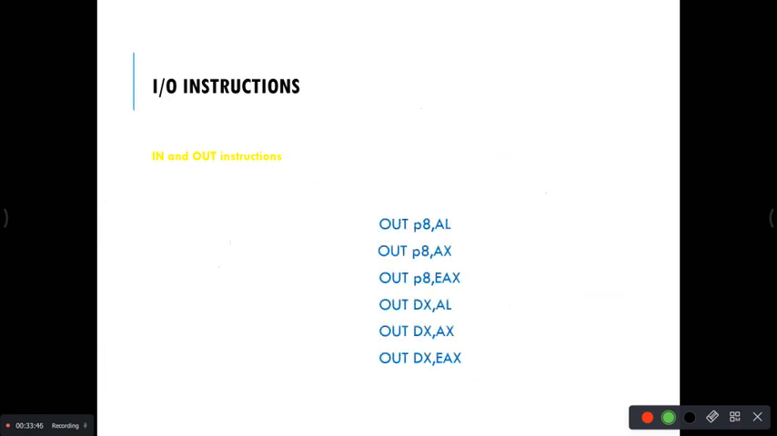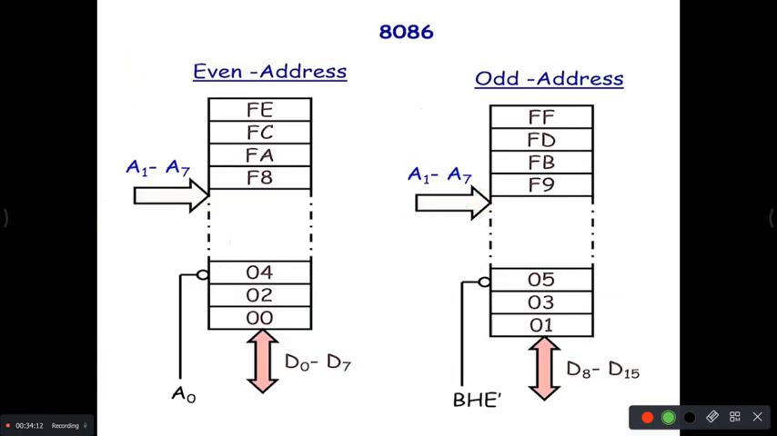I already told you about the IN and OUT instructions. It can be OUT, immediate port address, AL; OUT, immediate port address, AX; OUT, immediate port address, EAX. Can you tell me what this EAX is? This is for 32-bit. And similarly, you can put the address in the DX register. These IN and OUT instructions are very, very important for you.